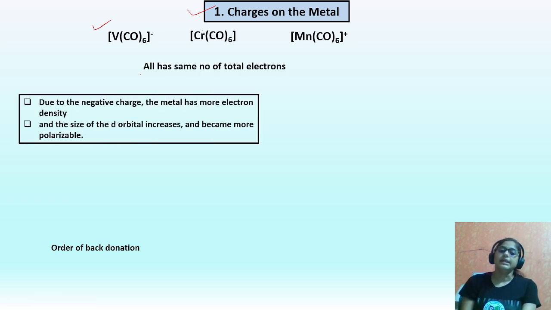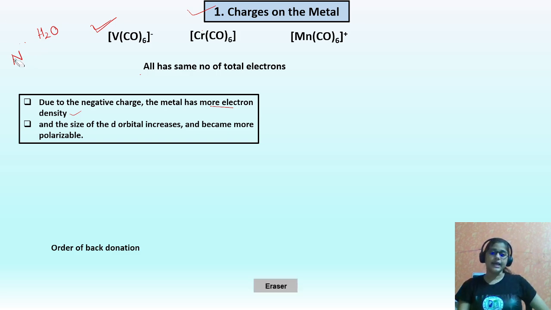Due to the negative charge, two important things are there. First we will talk about what the difference is when negative charge is there. We know the metal is donating. So if negative charge is present, the metal has more electron density, right? Let's say for nucleophiles, we have read that when the nucleophile is neutral, let's say H2O, and similarly when we increase the pH of the H2O solution, we get OH minus.